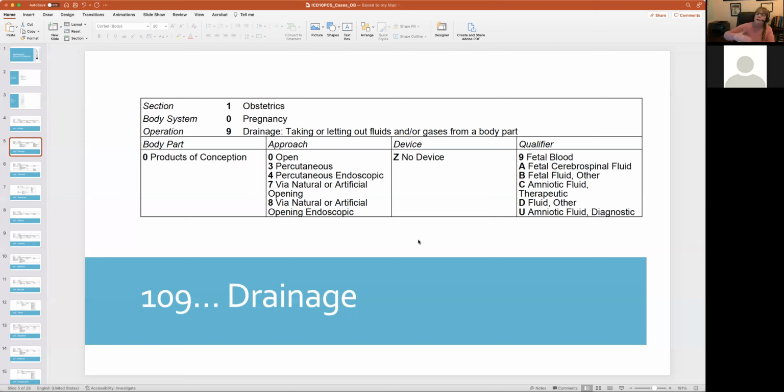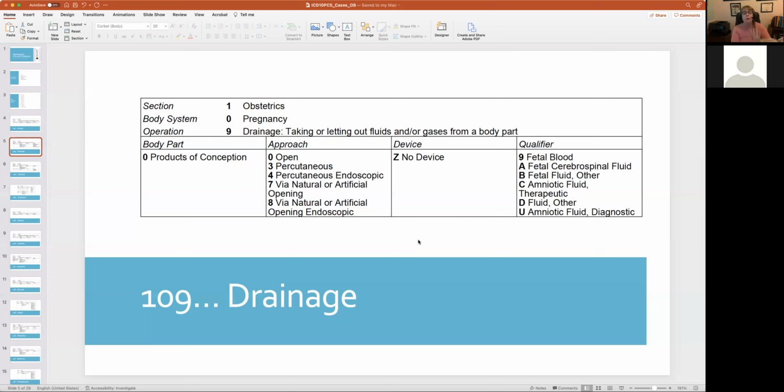That's your most common amniocentesis. Okay, we'll talk about the tongue in the digestive system. Your code will then end with the letter U in the 7th character position, amniotic fluid diagnostic, if they are doing the amniocentesis to make sure that the baby is healthy.